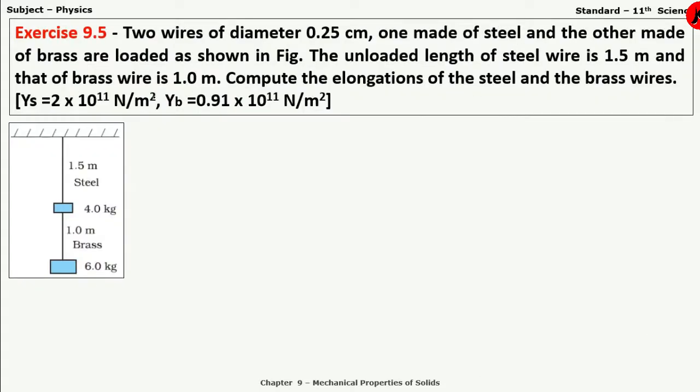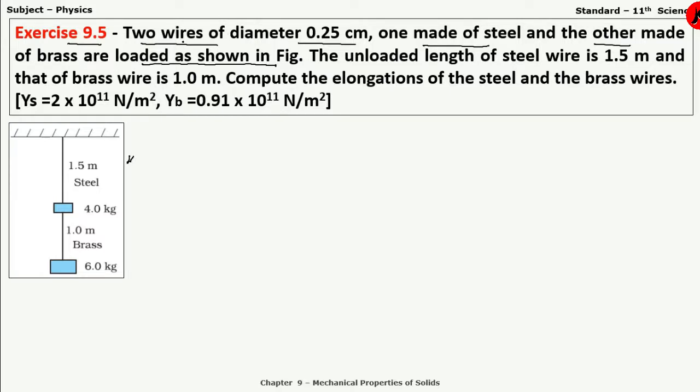So the next exercise is exercise 9.5. We are given two wires of diameter 0.25 centimeter, one made of steel and the other made of brass, loaded as shown in the figure for exercise 9.5.